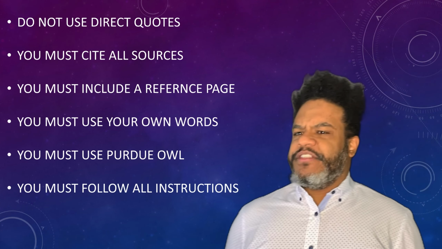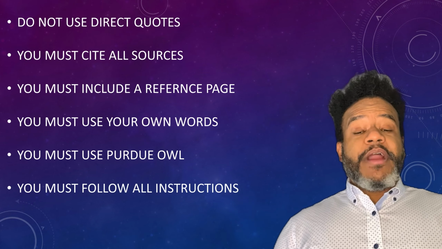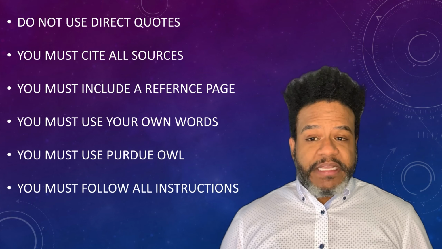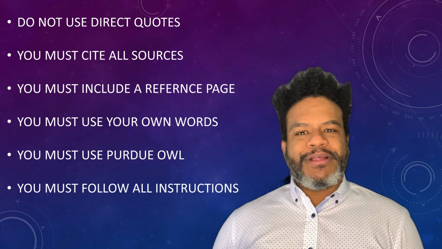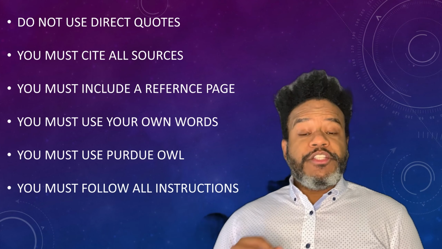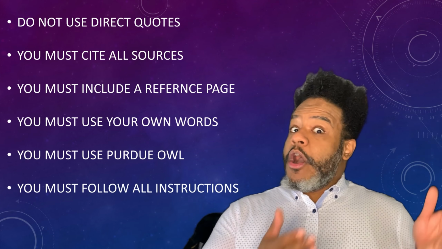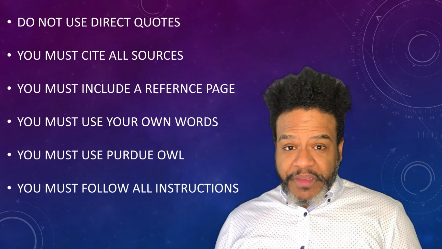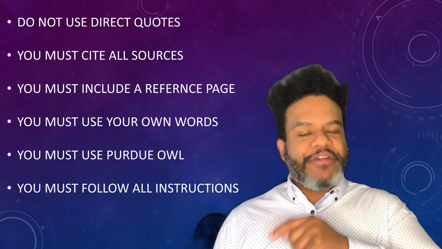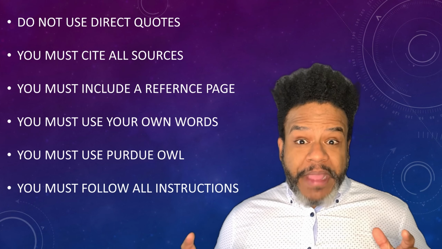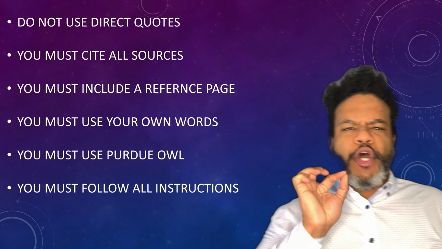So you must include a reference page. Yes, your reference page must be in APA 7 format as well. And guess what? Purdue Online Writing Lab goes over that. Also, I have a sample document on Compass, which will show you how your APA 7 formatted reference page should look. So don't do this.